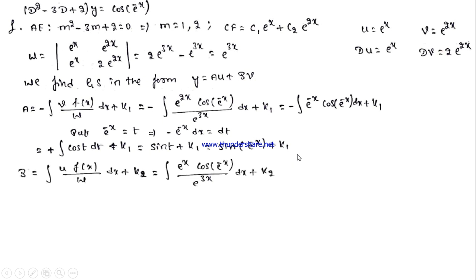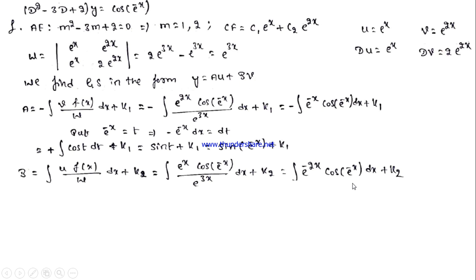Now find the value of b, that is given by integration of u. U means it is e power x, f of x is cos of e power minus x, by w is e power 3x dx plus k2. On simplification, e power x cancels, we get e power minus 2x multiplied to cos of e power minus x dx plus k2. Even for this problem, the same as the previous one, we should go for the substitution. That is what I'm doing.